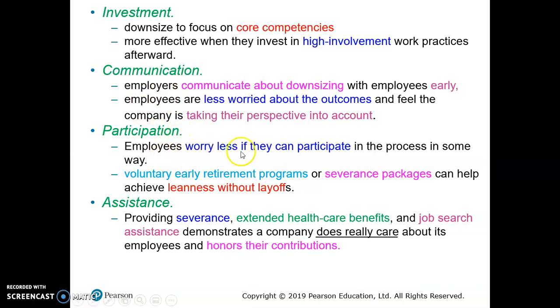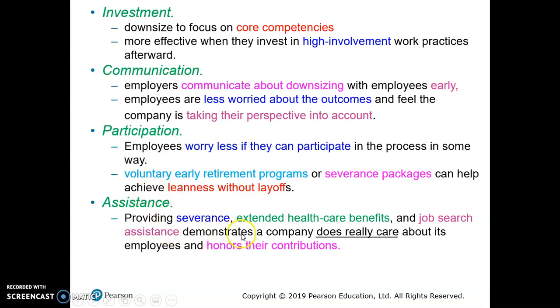Participations, the employees may worry less if they participate in the process of downsizing. For example, maybe giving voluntary early retirement programs or a high severance package. Severance package is when the employees are laid off, they are given huge compensations. The salary, the compensation they receive in terms of money, in terms of cash, and so on. So this could help employees go through the process of downsizing in the proper way. Assistance is very important also for the organization that wants to downsize.